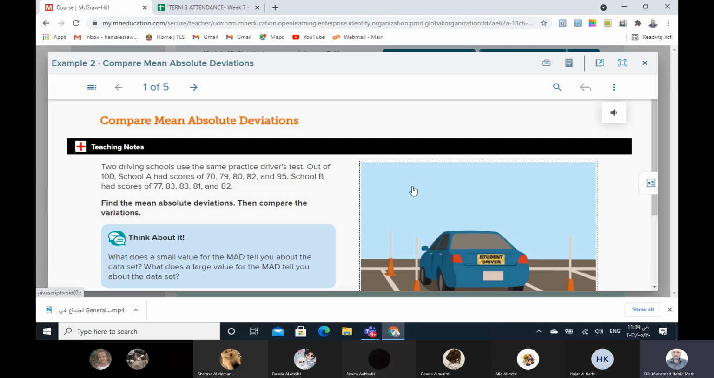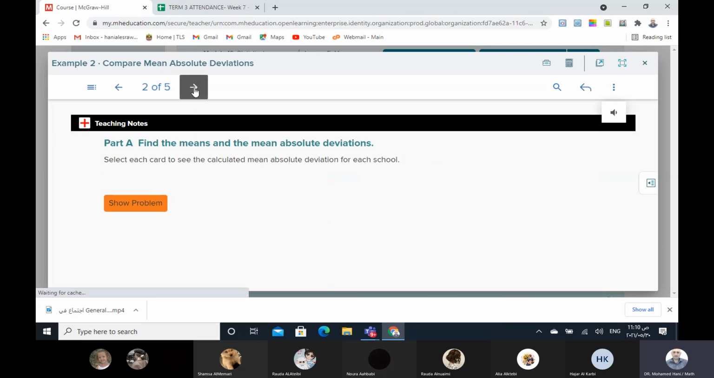Compare mean absolute deviation, the second example here. For example, two driving schools use the same practice drivers test out of 100. School A had scores of 70, 79, 80, 82, and 95. And school B had scores of 77, 83, 83, 81, and 82. So find the mean absolute deviation, then compare the variation. Listen, please.